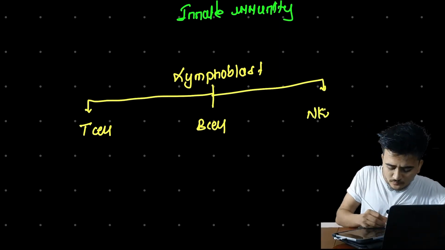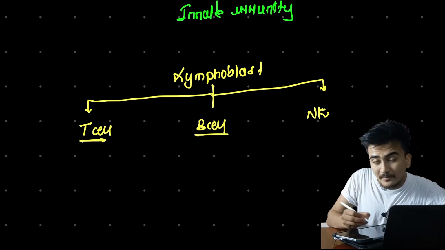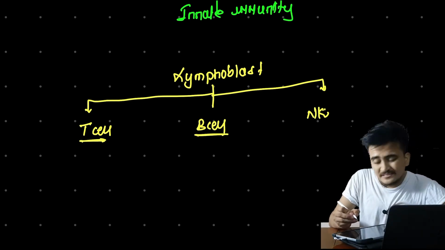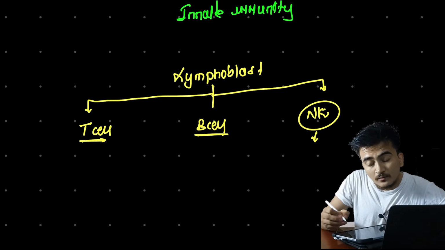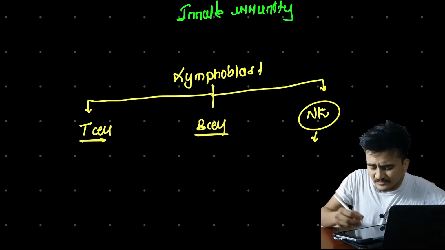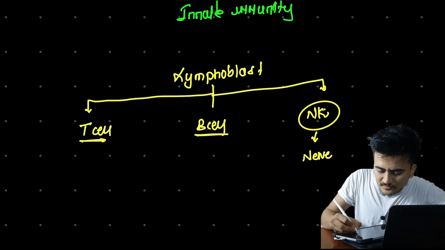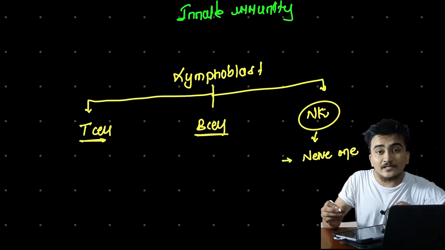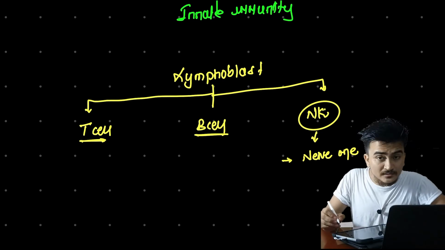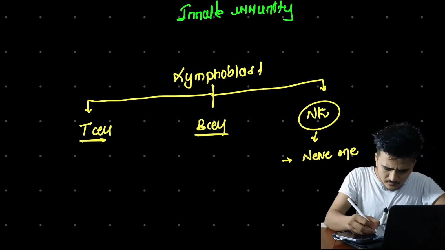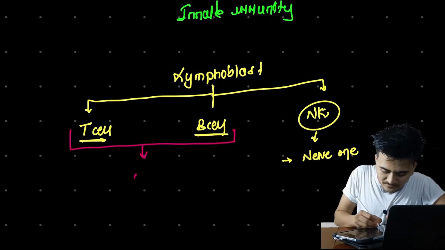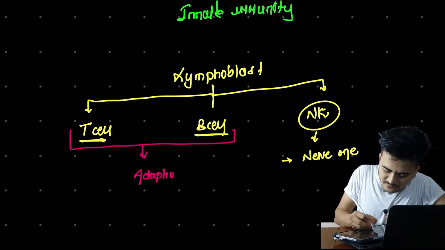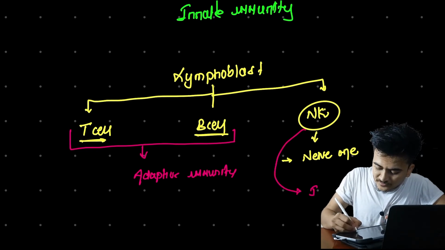The ones that were going into the thymus were called T cells. The ones that were going into bone marrow and maturing there were called B cells. And the ones that will be naive, that will not be converted into any other form, were called natural killer cells. These are the naive ones. When we recall our previous lecture, we will remember that T cell and B cell were part of adaptive immunity, and the NK cell was a part of innate immunity.